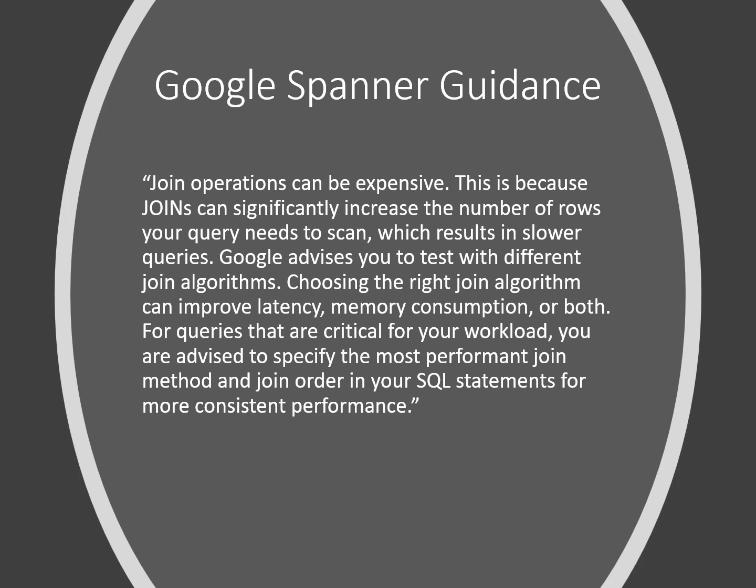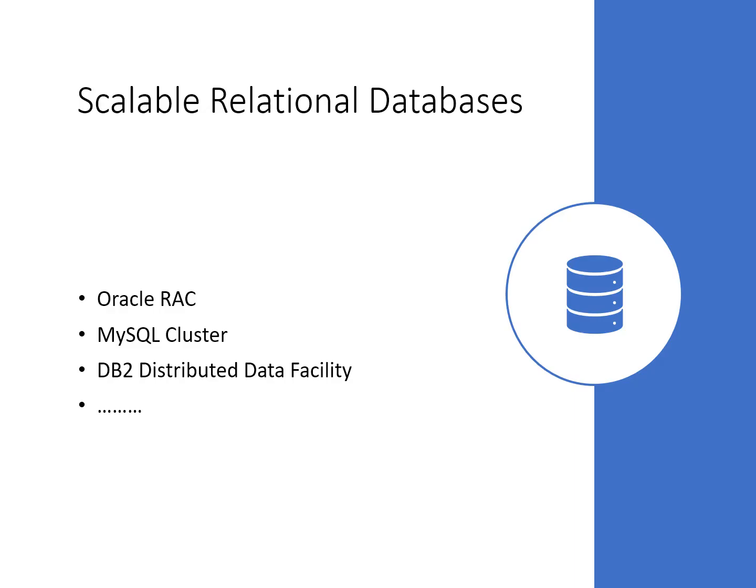This section from the Google Spanner documentation, Spanner is a distributed SQL database offered on Google's cloud, emphasizes that point. It simply states join operations can be expensive. This is because joins can significantly increase the number of rows your query needs to scan, which results in slower queries. Hence, you need to be very cognizant about your use of joins and the data models that you deploy on a distributed SQL database. Nothing comes for free.